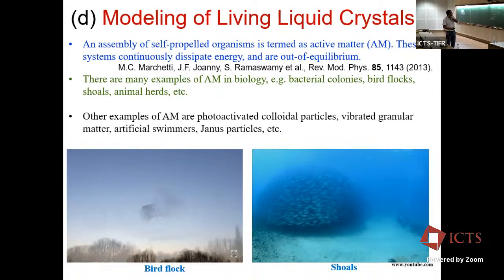And I think one of the really good papers to read about it, now sort of a classic in the field, is this review article by Marchetti, Joanny, Ramaswamy, and others. Obviously, there are many examples of active matter in biology: bacterial colonies, bird flocks, shoals, animal herds, etc. Of course, there's a picture of a shoal of fish, and there's a picture of a bird flock. And then you can also have synthetic examples of active matter, like photoactivated colloidal particles, vibrated granular matter, which I think Sriram and his collaborators were the first ones to talk about, artificial swimmers, Janus particles, etc.